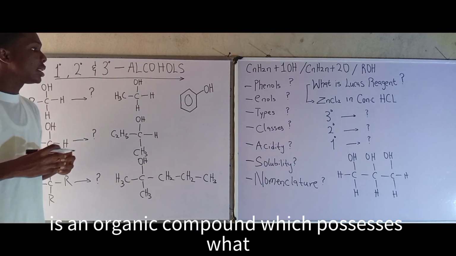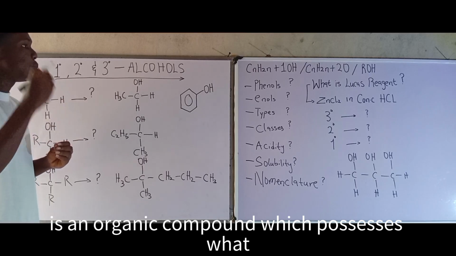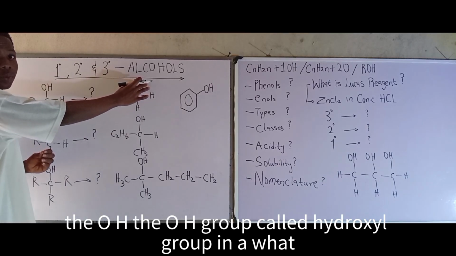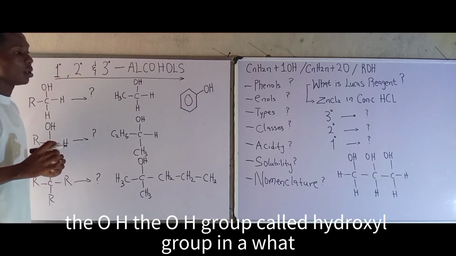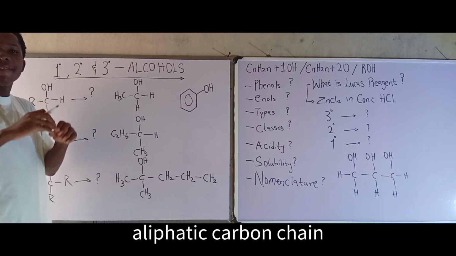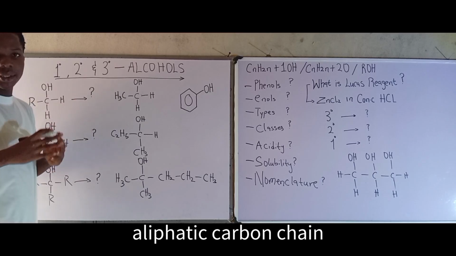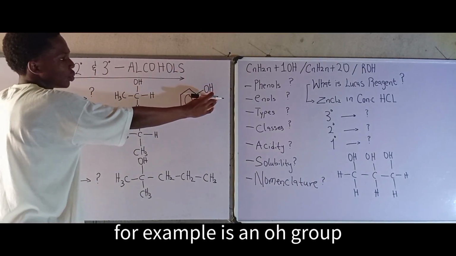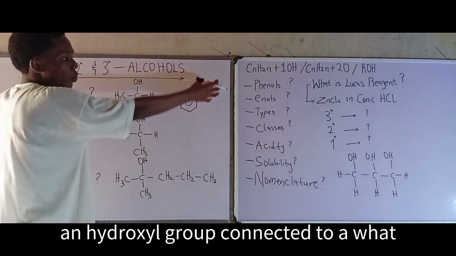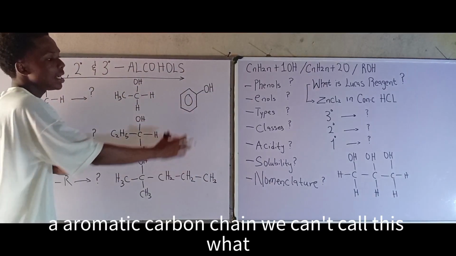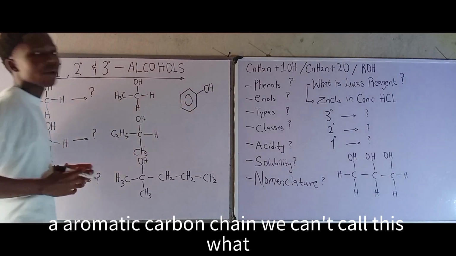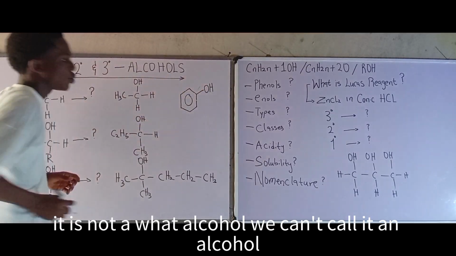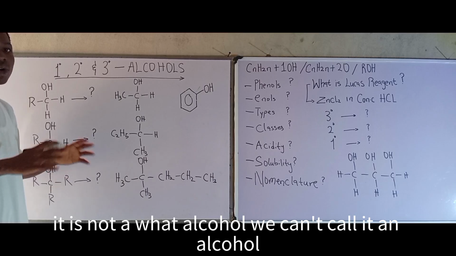An alcohol is an organic compound which possesses the OH group, called a hydroxyl group, in an aliphatic carbon chain. It must be aliphatic. Now, this one for example is a hydroxyl group connected to an aromatic carbon chain. We can't call this an alkanol. It is not an alcohol. We can't call it an alcohol.